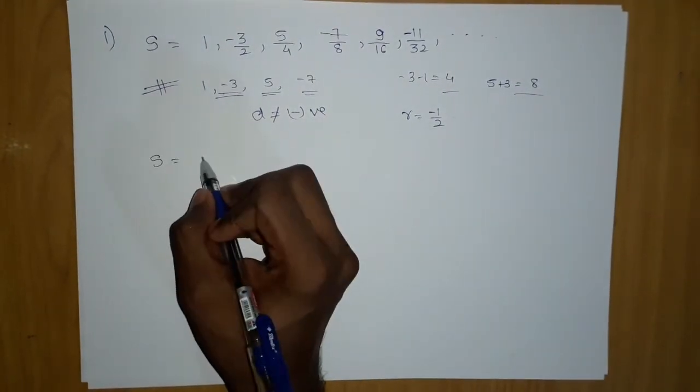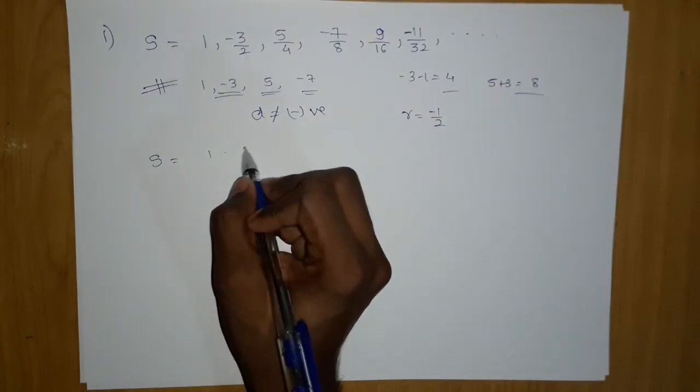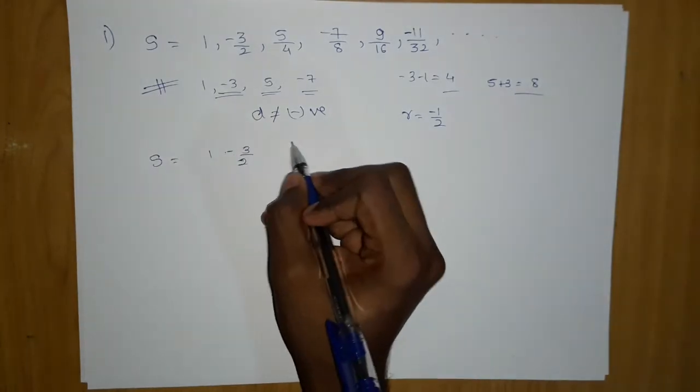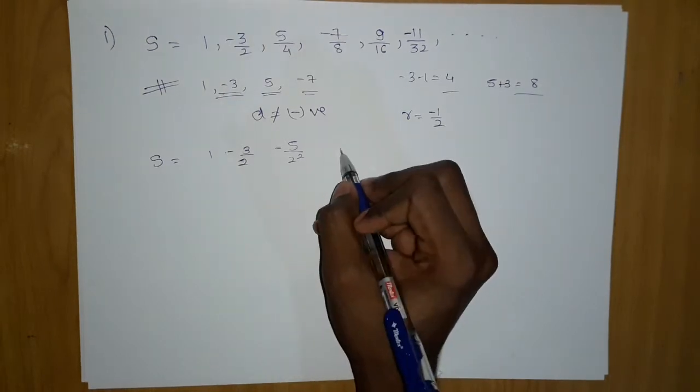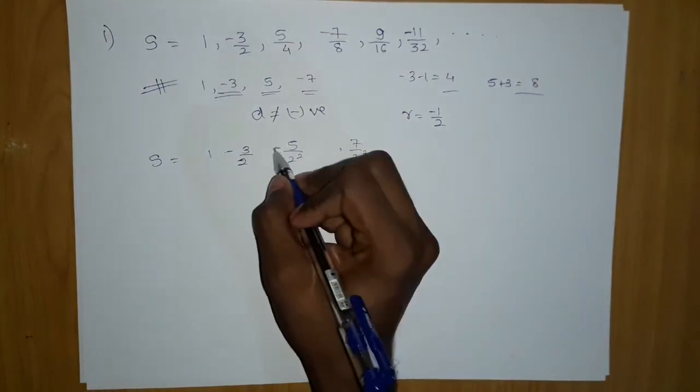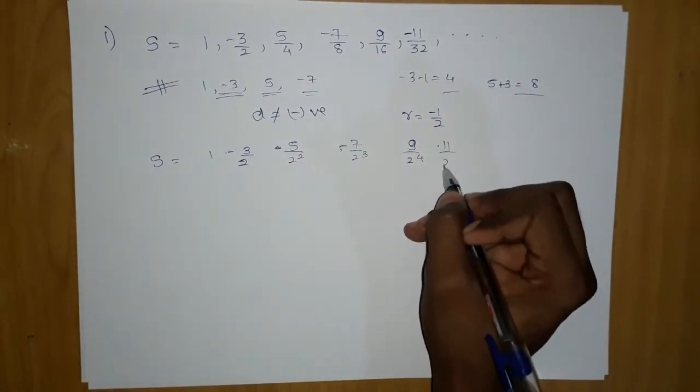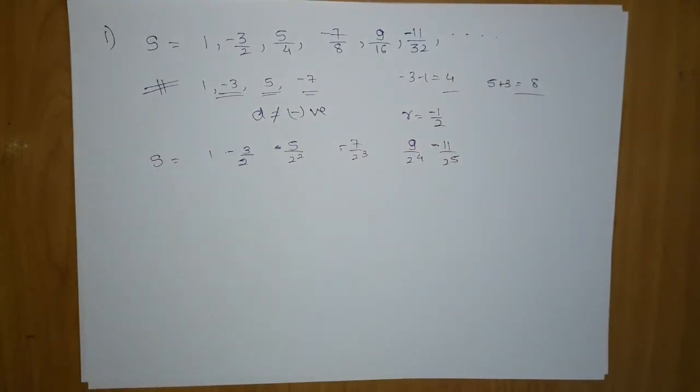So let me write the sequence again in a more understandable way. This is 1, minus 3 by 2, 5 by 2 square, minus 7 upon 2 cube, positive 9 by 2 power 4, minus 11 by 2 power 5. When the odd power appears, the term is negative, so it is minus 1 by 2 to the power, giving you negative at odd powers and positive at even powers. So always take R as negative. Don't take D as negative. That is what this question was to teach you and I want to tell you.